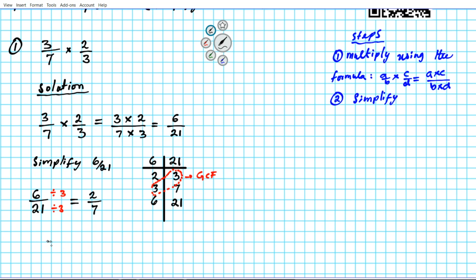So let's write down a solution statement. 3 over 7 times 2 over 3 is equal to 2 over 7. That's your final answer.